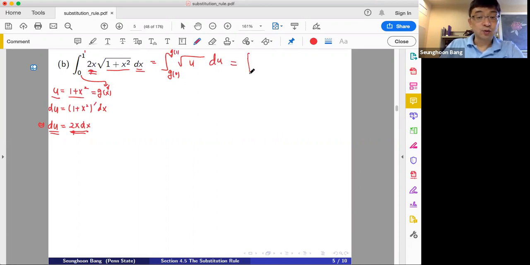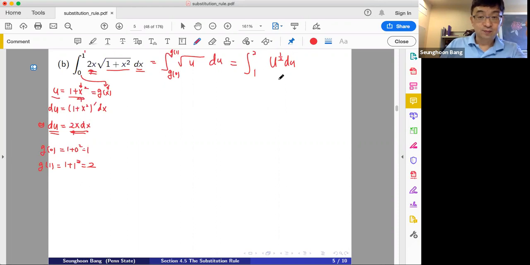So this is the same as the integral of the square root of u, which is u to the 1 over 2, du. What is g of 0? You can plug into here: 1 plus 0 squared is 1. This is 1. What is g of 1? Plug 1 into here: 1 plus 1 squared is 2. So we change it to like this.